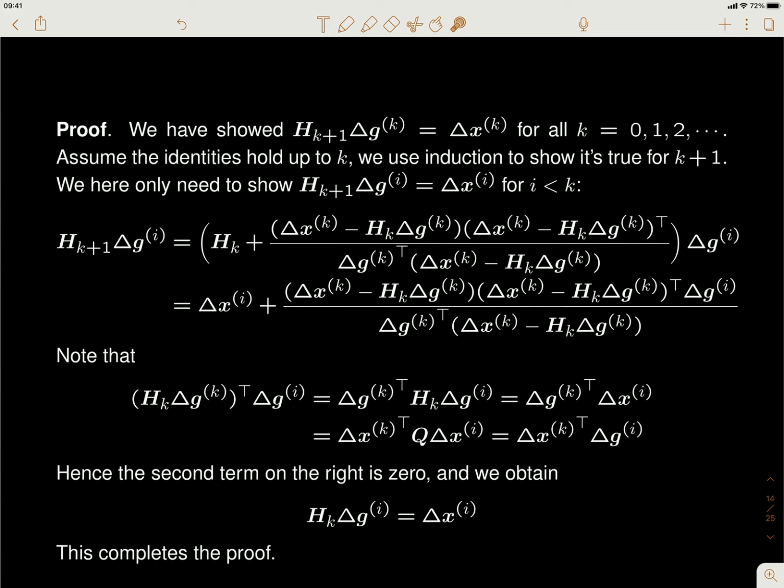Okay, to show that, as we showed by the way of the rank 1 update formula, the hk plus 1 is guaranteed to satisfy this equation. But we want to show this is also true if we have the i here, where i is less than k. So to show that, we just multiply the hk plus 1 to delta gi.